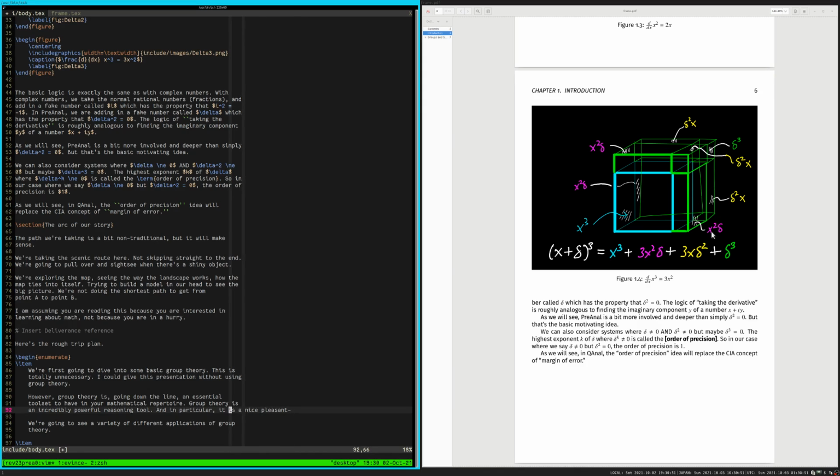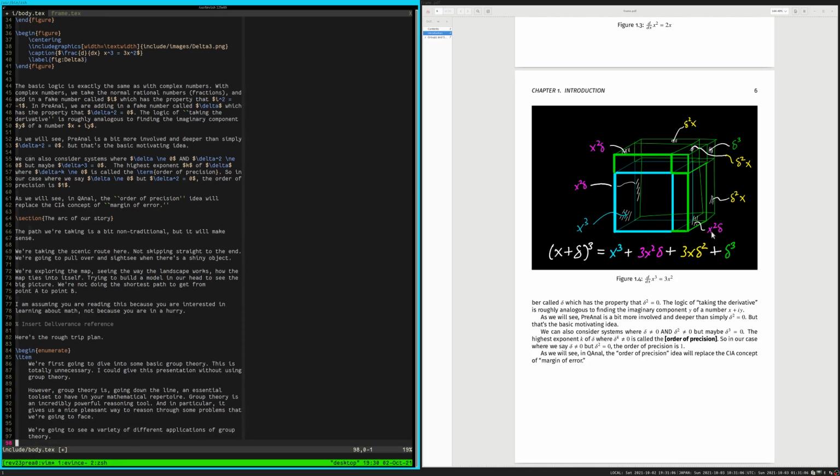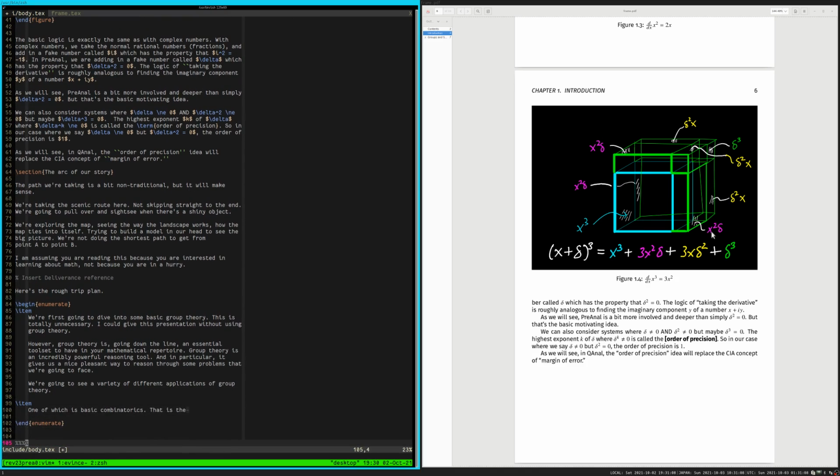it gives a nice, pleasant way to reason through some problems that we're going to face. Okay, we're going to see a variety of different applications of group theory, one of which is basic combinatorics. That's the application that matters.